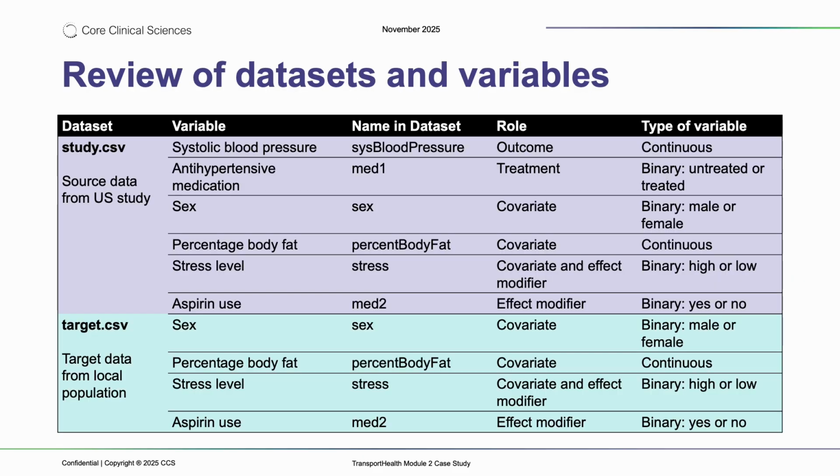This table presents an overview of our two data sets and the variables they contain. You can see that in our study data set, which is our source data from the US study, we have 6 different variables. We have our covariates and effect modifiers, as well as our treatment and outcome variables. In contrast, in the target data set, which is our data from the local population, we only have 4 variables. These are our covariates and our effect modifiers. Now we'll jump into the actual R code.